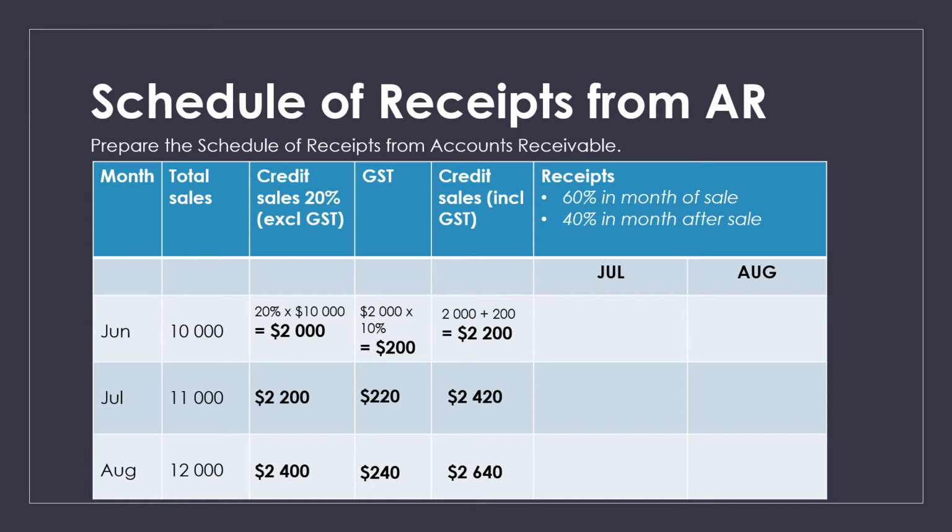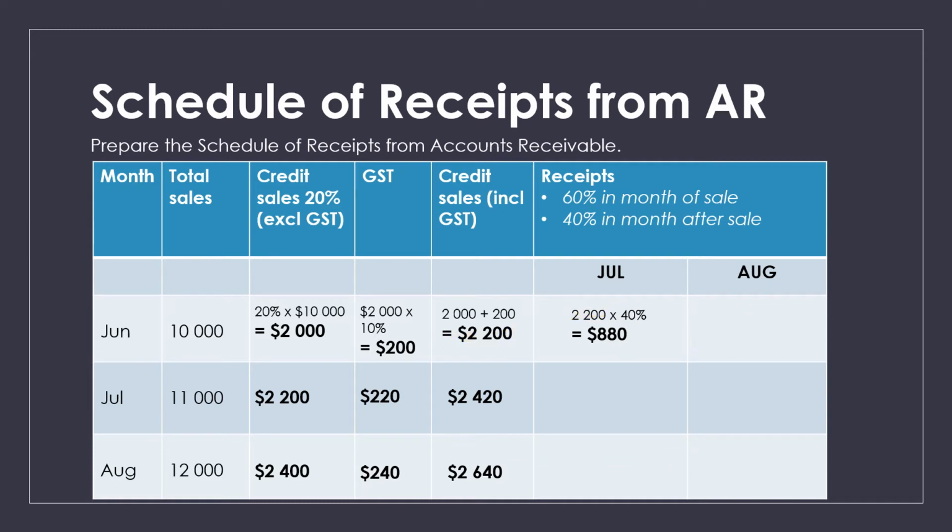Therefore, to calculate the receipts from accounts receivable in July, we take the credit sales including GST of $2,200 multiplied by 40% to give us an amount of $880, which is the receipt from accounts receivable. By the end of July, the total credit sales made in June would have been fully repaid. Therefore, we do not expect any more receipts from accounts receivable in August for the June sales.